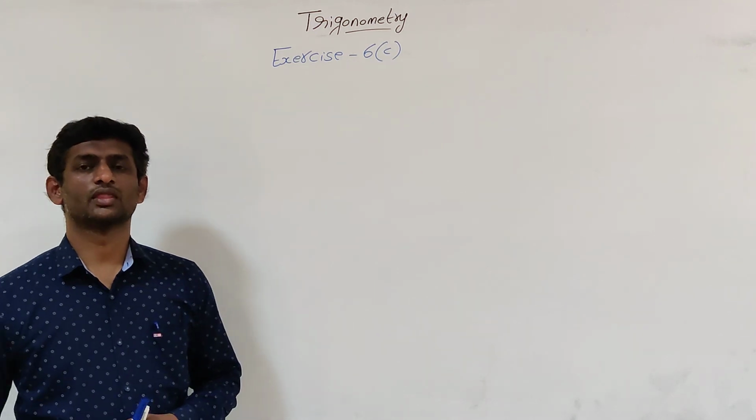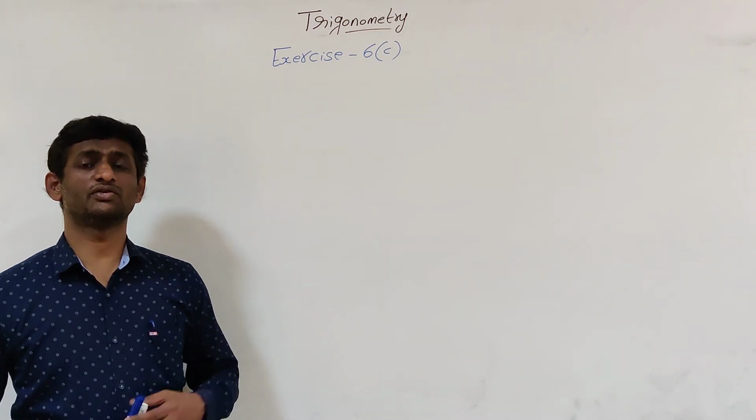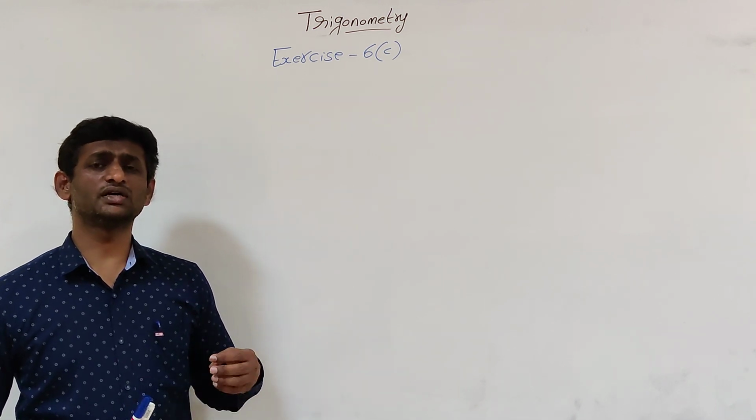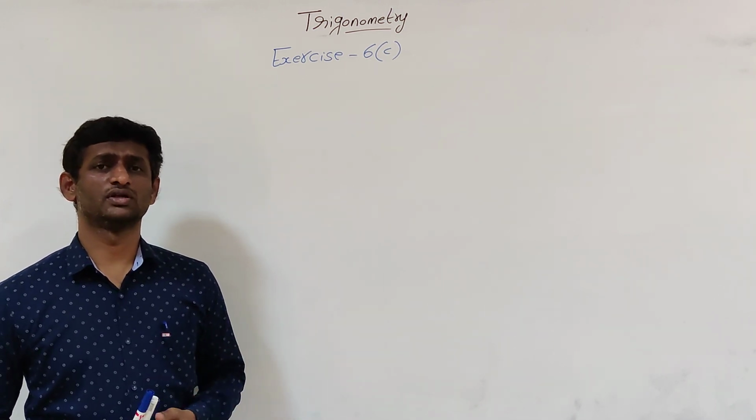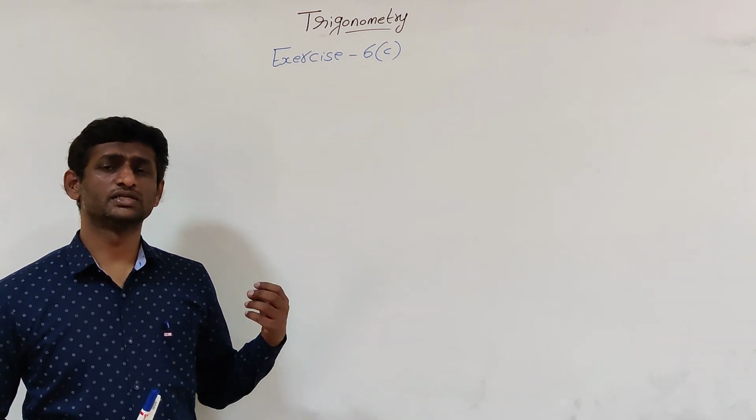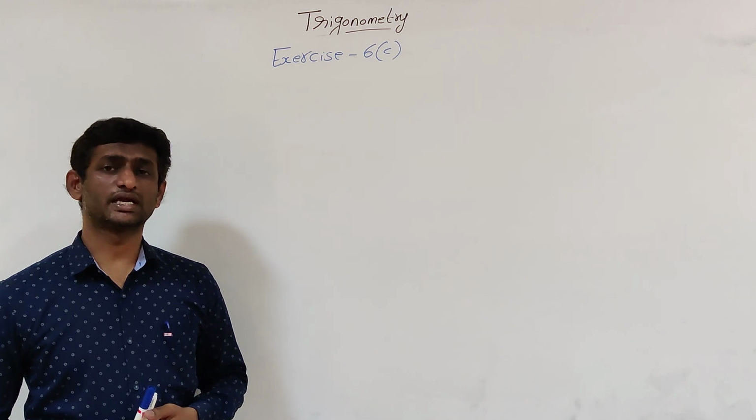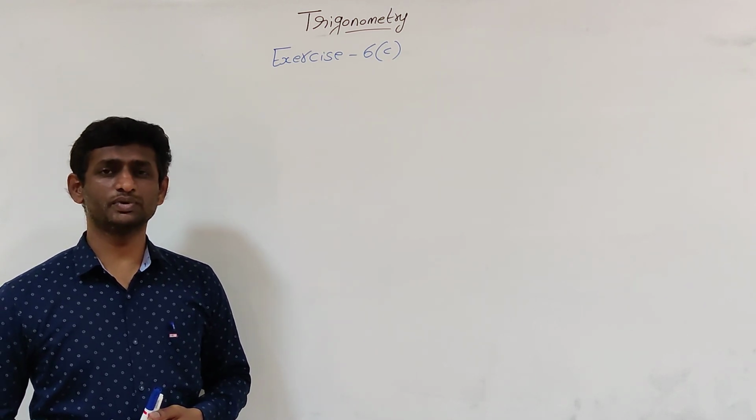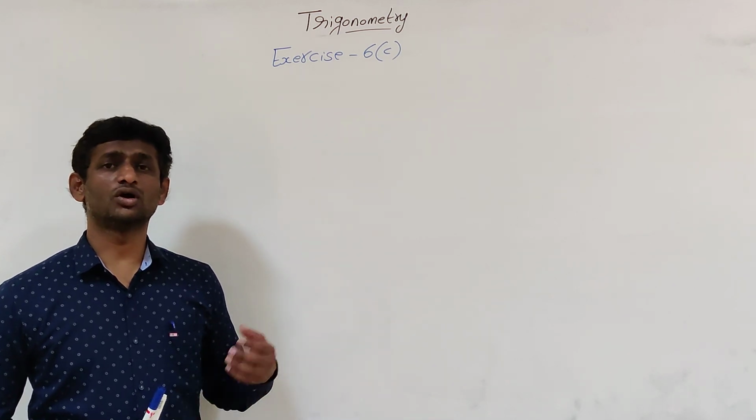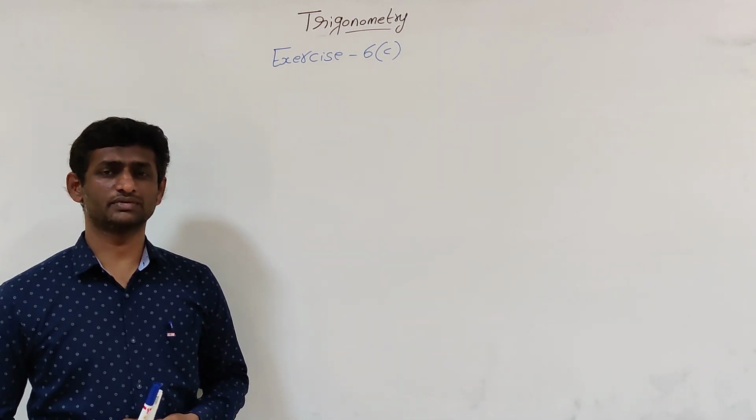Hello students, in the last class we discussed compound angles, that is, the trigonometric ratios of A plus B or A minus B. We have seen what is sine of A plus B, sine of A minus B, cos of A plus B, cos of A minus B, tan of A plus B, tan of A minus B, cot of A plus B and cot of A minus B.